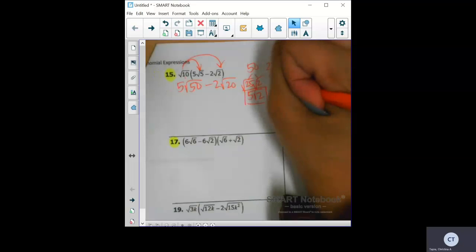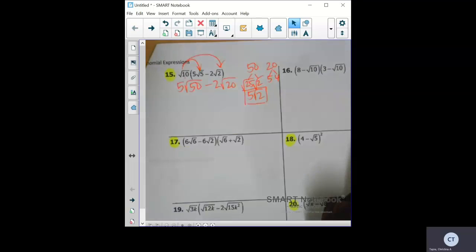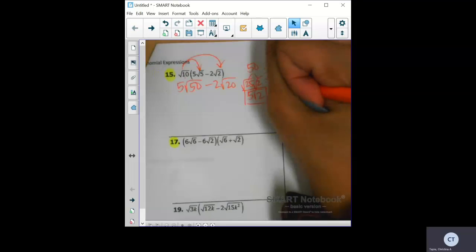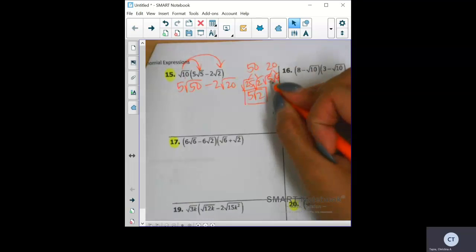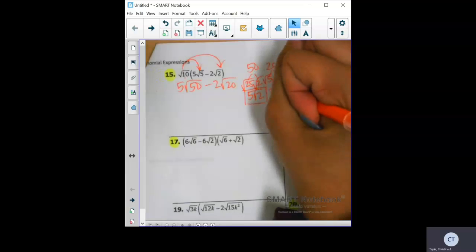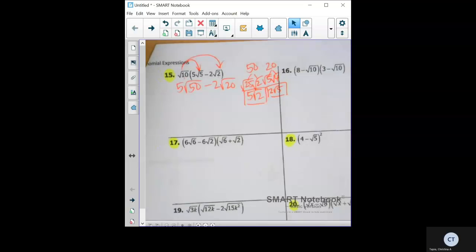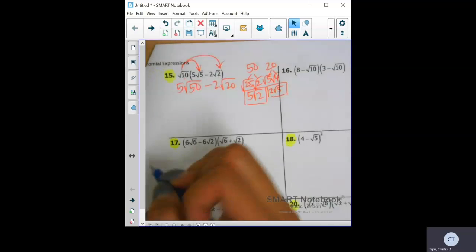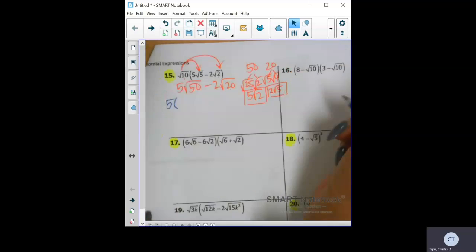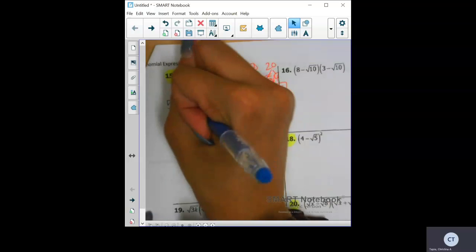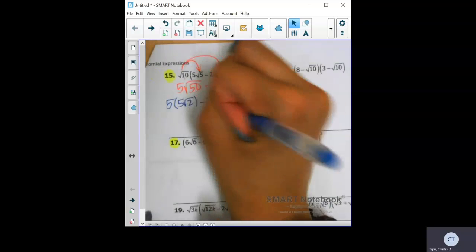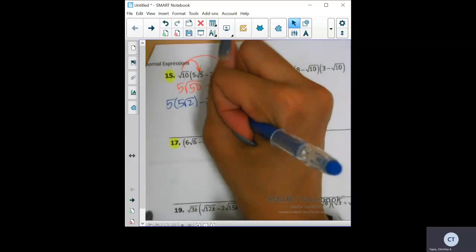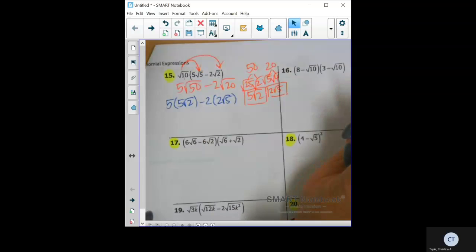5 and 4? And then what can you take the square root of? The 4. I mean, you're going to have to take the square root of both, but I can't simplify the 5. So we're going to make this 2 square root of 5. So over here in blue, I'm going to rewrite the expression I have with these two pieces you just gave me. So 5 times the square root of 50 is 5 square root of 2, minus 2 times the square root of 20 is 2 square root of 5.